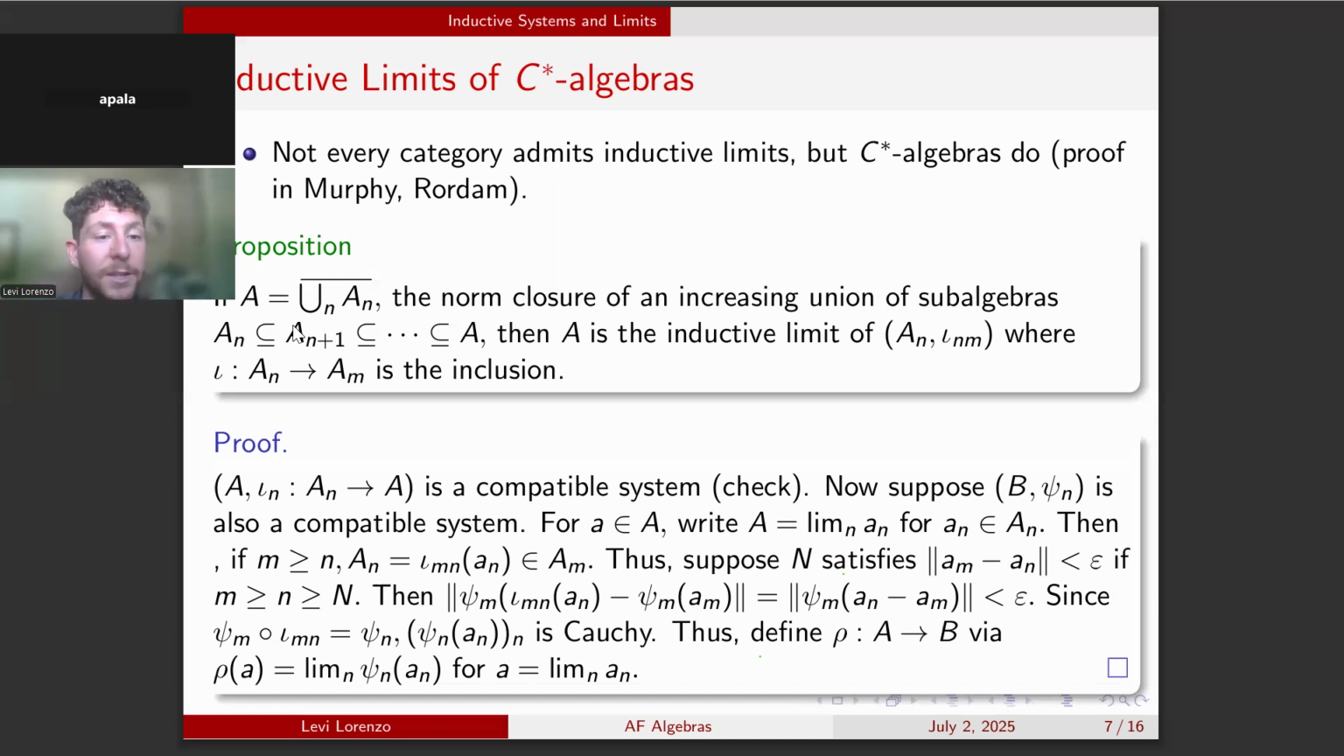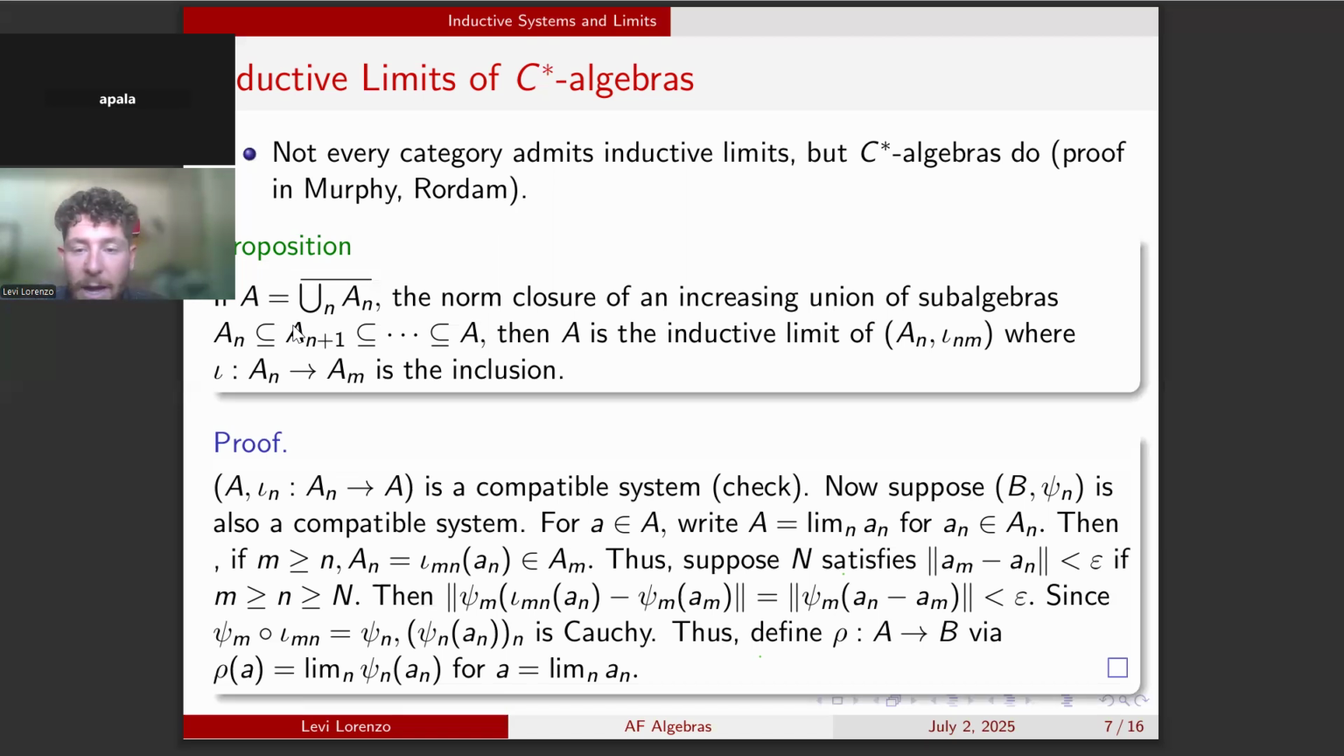Because each of these maps are inclusions, you can think about this map iota_MN, which is the inclusion of A_N into A_M. This inclusion is not doing anything: for an object that exists in both A_N and A_M, it's sending it to itself. So if you're thinking about it sitting further down the line, it is equal to its image further down the line.